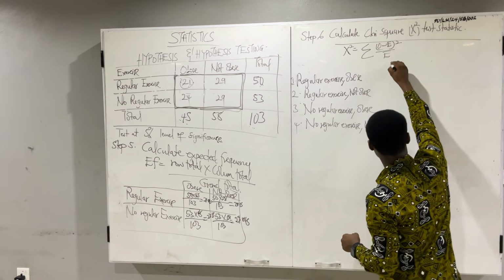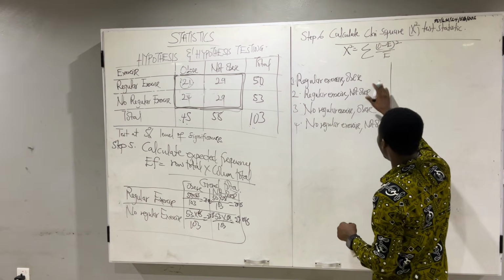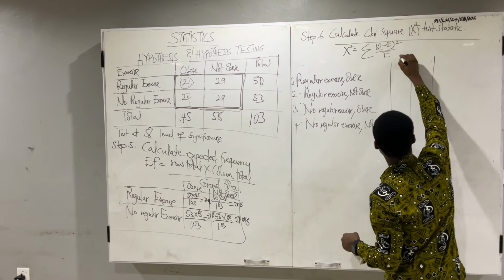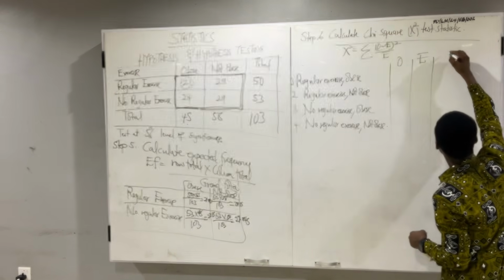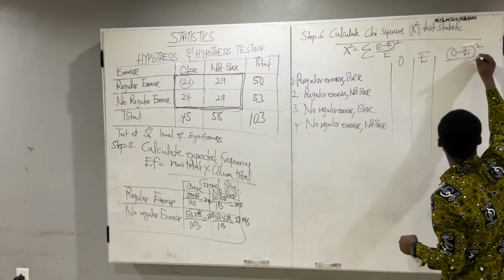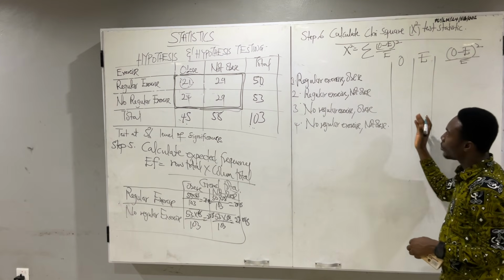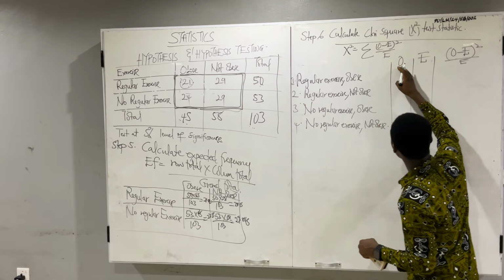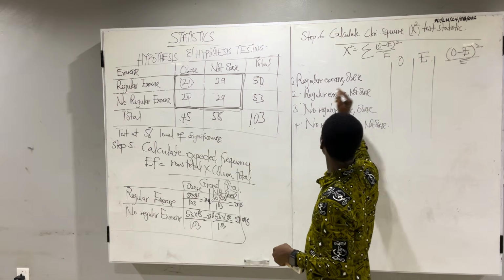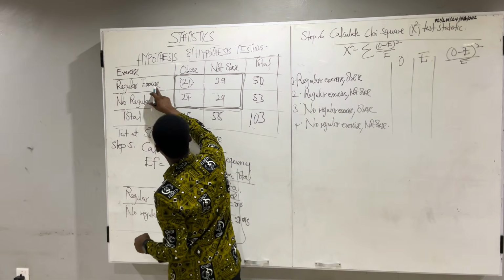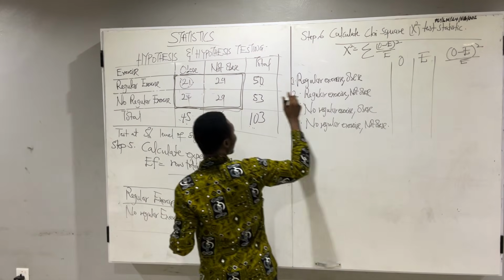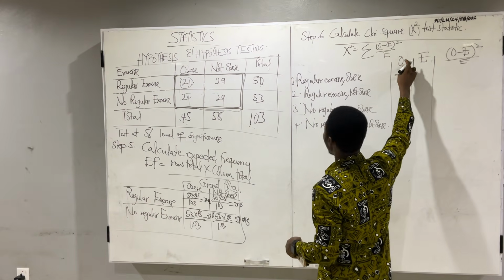When you finish drawing the table and writing the elements, draw a line like this. Here write O, here write E. Then here you write observed minus expected, close the bracket, all squared, all over E. To complete the O part, you go back to the original table the examiner gave you in the question. Regular exercise, those who are obese, how many are they? They are 21. You write 21 over here for the observed.